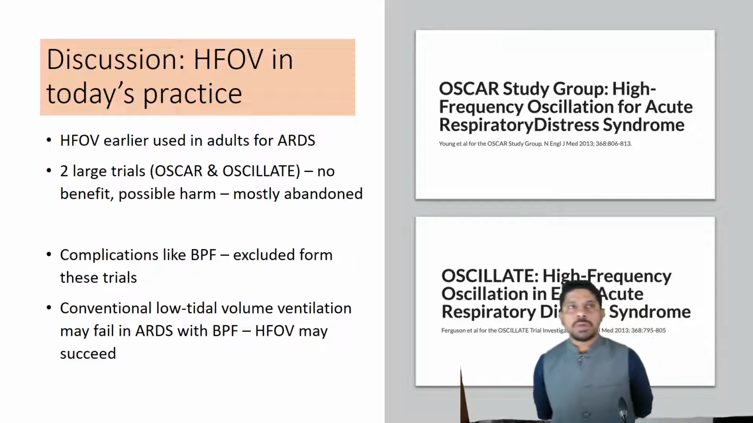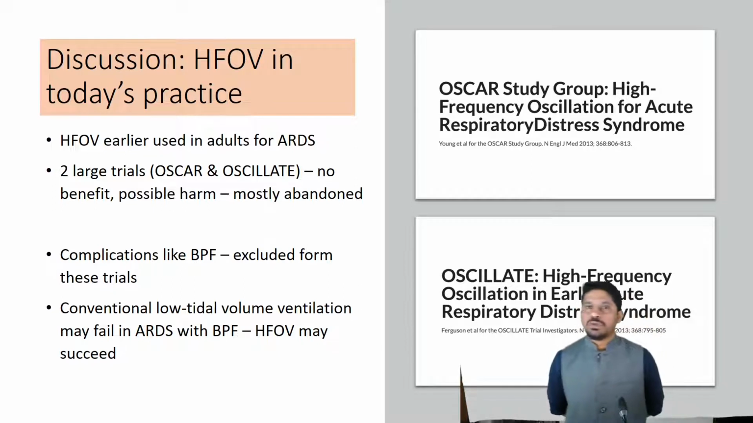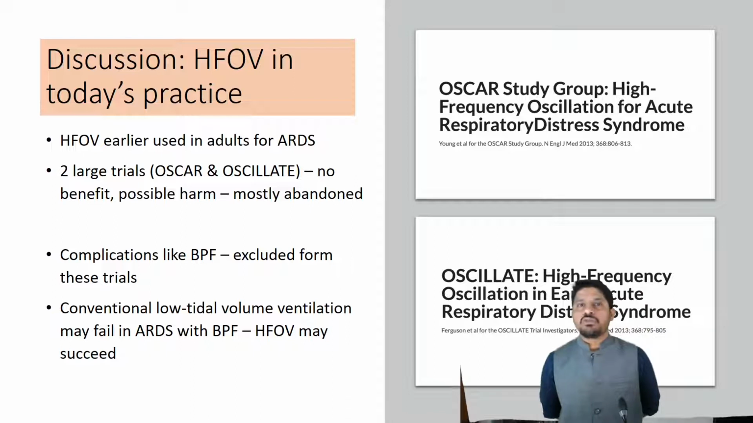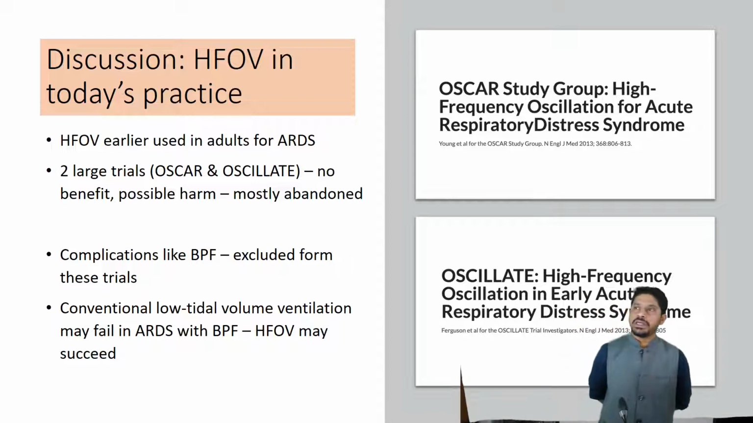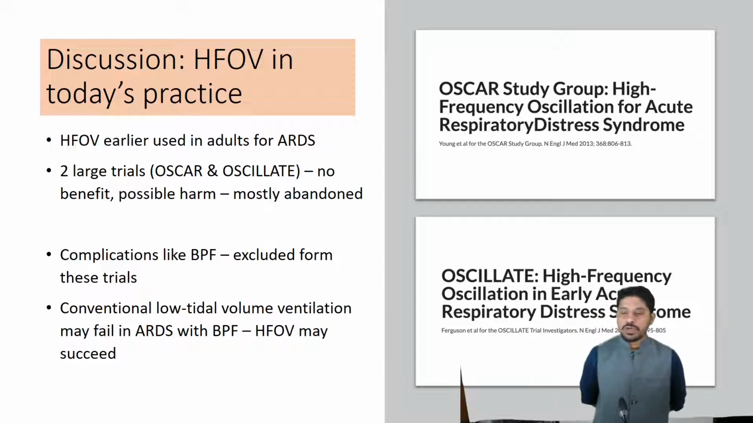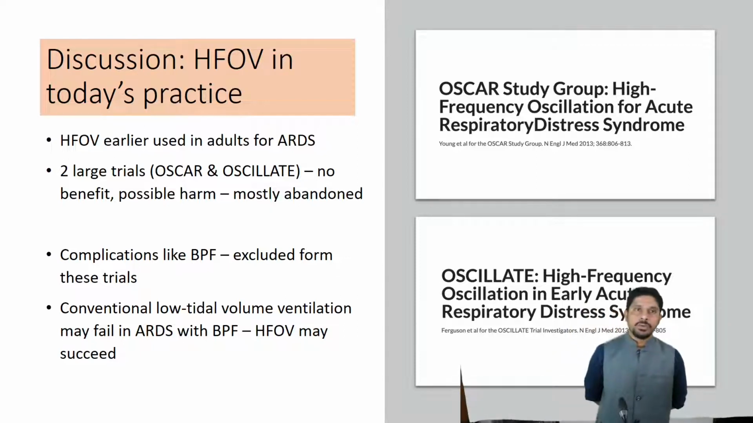However, we have to keep in mind that in these trials, patients with pneumothorax or broncho-pleural fistula had been excluded. So we don't know whether HFOV can actually be of much benefit in patients with ARDS and major air leaks. And when conventional low tidal volume ventilation fails in cases of ARDS with BPF, HFOV may be successful.